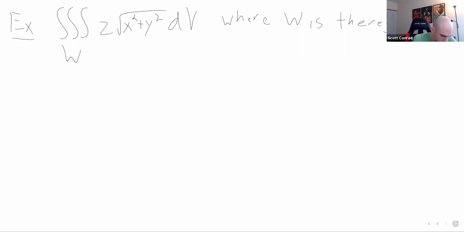W is going to be the region where x squared plus y squared is less than or equal to 4, and then z is going to lie between 1 and 5.